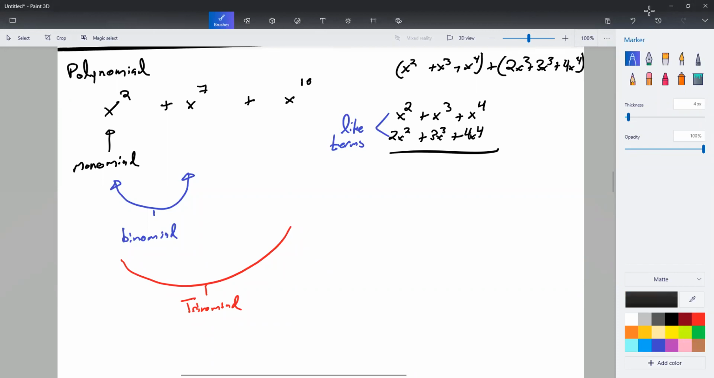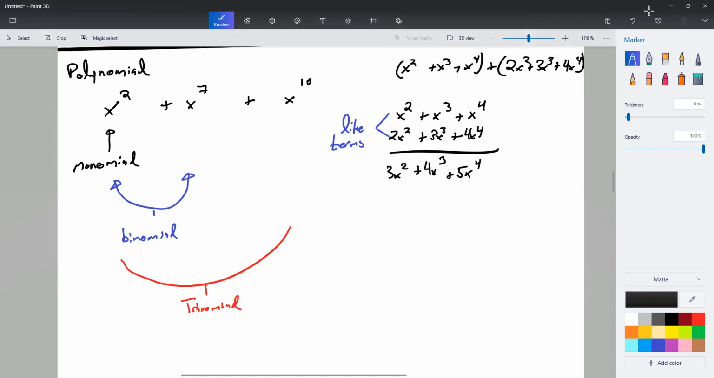But the way this is going to work out, I have 1x squared plus 2x squareds, that's 3x squareds. 1x cubed plus 3x cubes, I have 4x cubes. And at this point, you're probably getting the pattern here, and we're going to have 5x to the fourth.